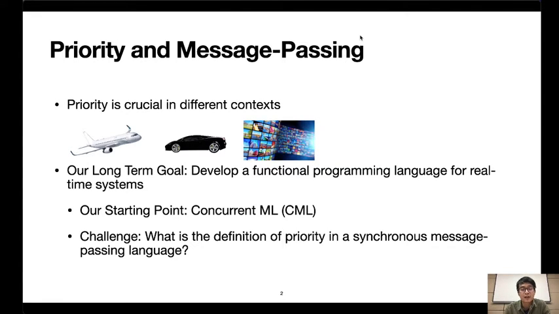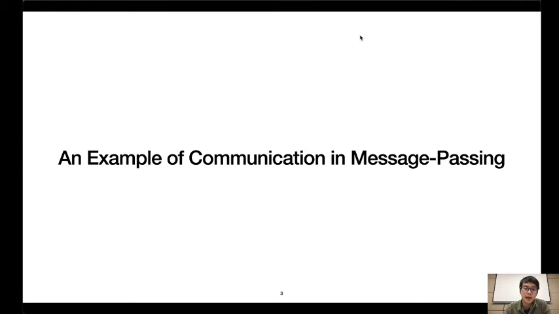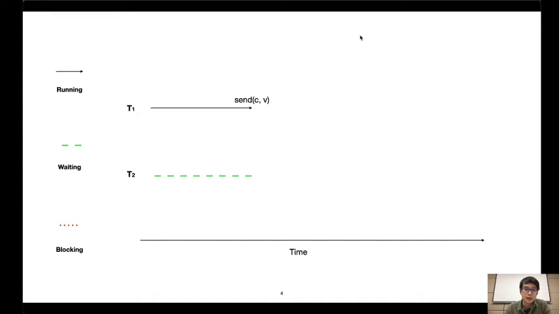To help you better understand this challenge, let's look at some CML primitives and see what it provides. To begin, we have an example of communication in message passing under the CML context. This is a diagram. The black line stands for a running thread, the green line stands for a waiting thread, and the red line stands for a blocking thread. In this example, we have two threads, T1 and T2.